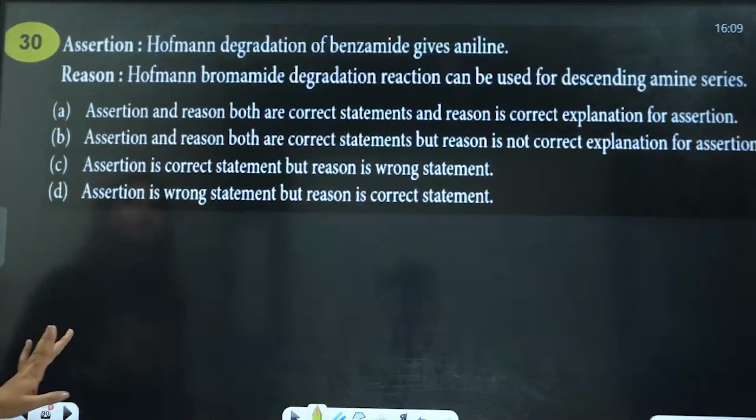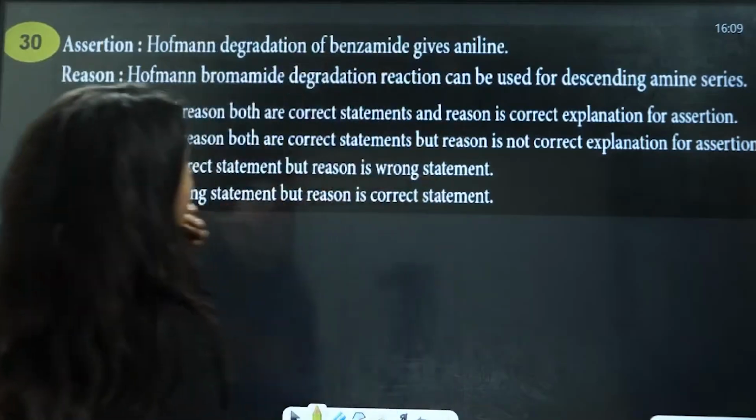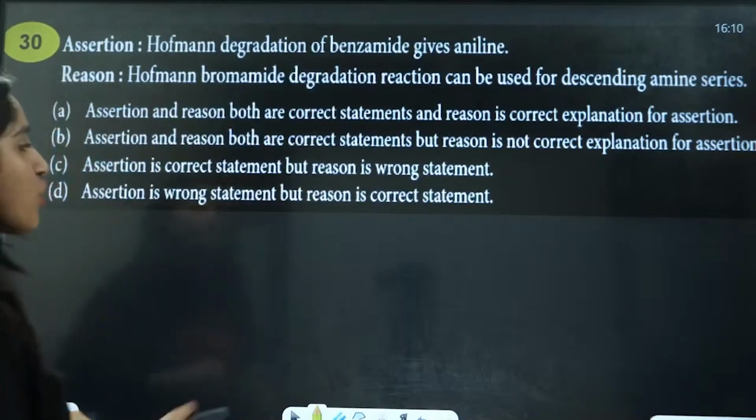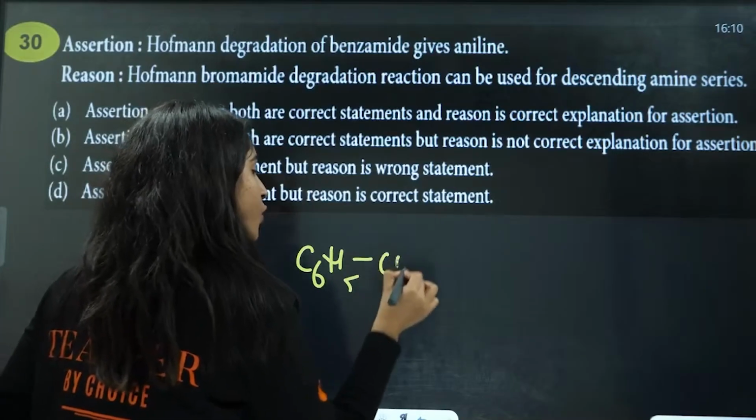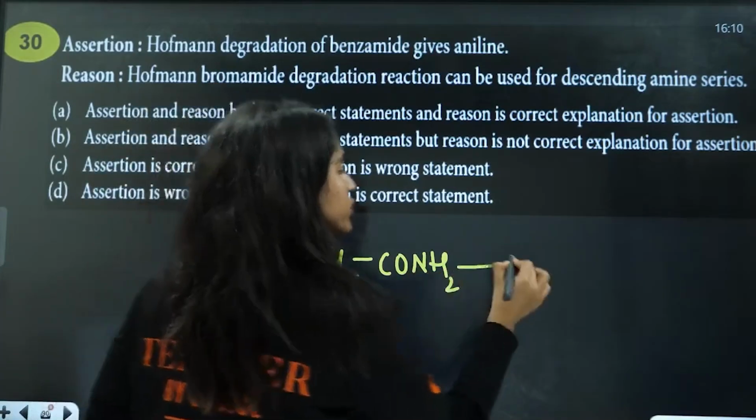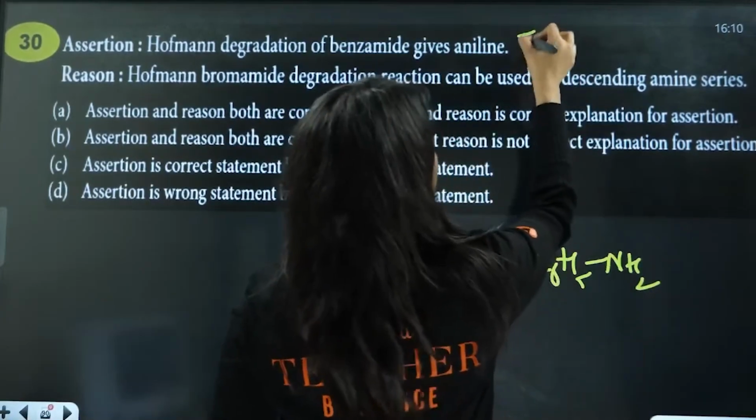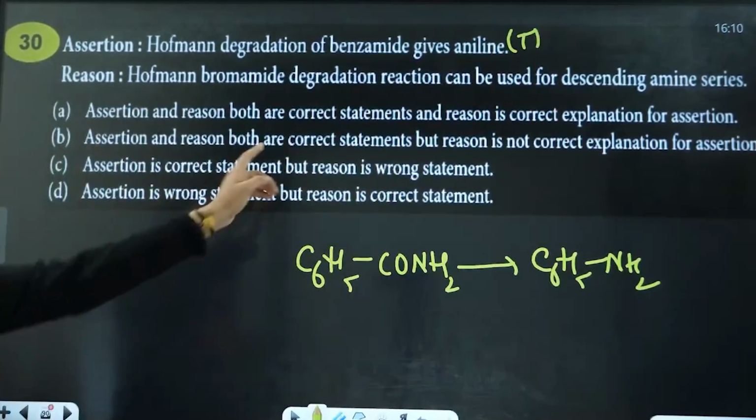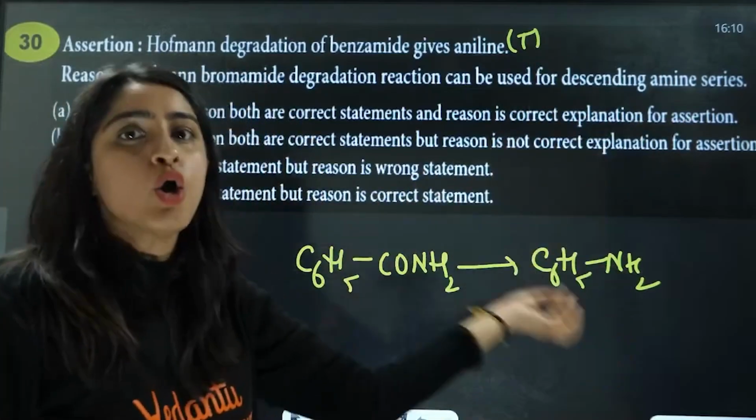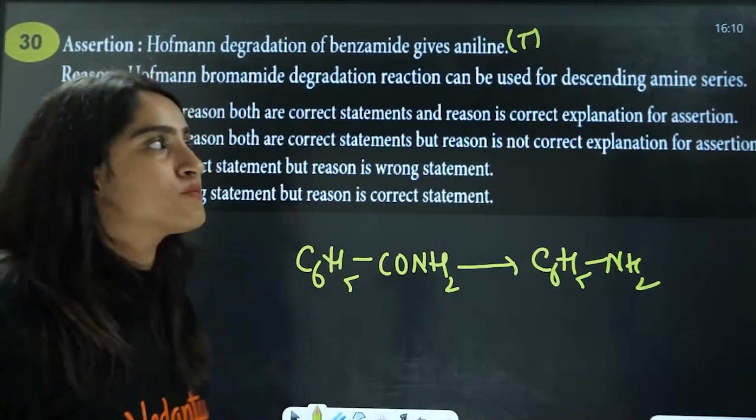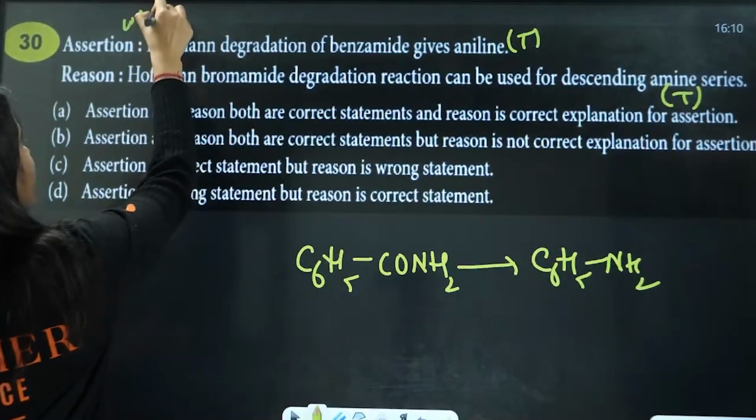Next we have: Hofmann degradation of benzamide gives aniline. Hofmann degradation of benzamide means you have C6H5CONH2, and this is going to give you C6H5NH2. That is true. Next: Hofmann degradation reaction can be used for descending the amine. We are decreasing the carbon atoms here. That is also true. Now write why.